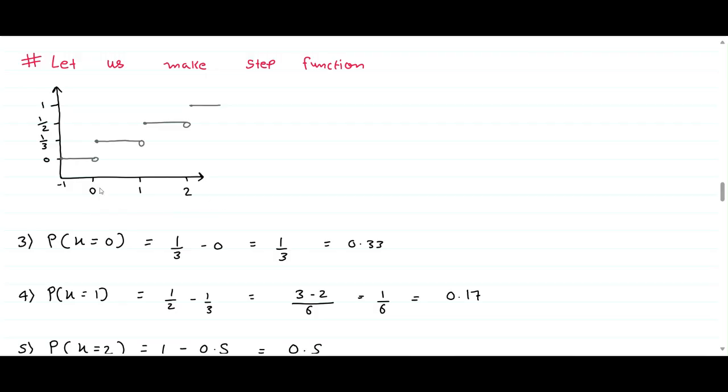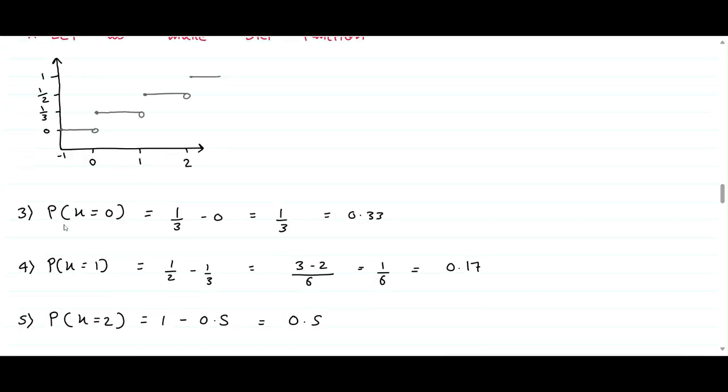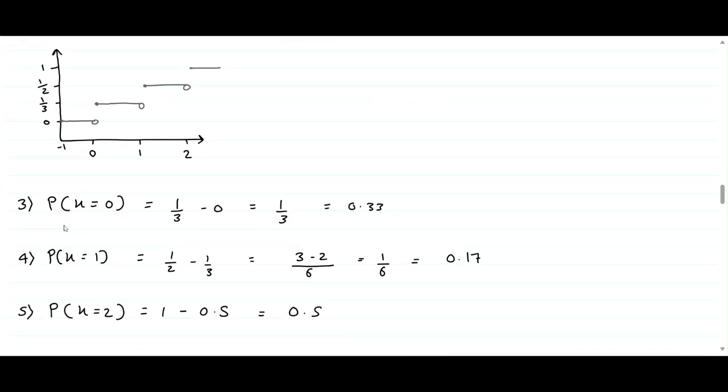Now in question number 3, we need to find the probability at x equal to 0. We know that to find the probability of a particular value from the range of a discrete random variable using its step function, we have to find the difference, or the length of its jump. So the probability of x equal to 0 is going to be 1 by 3 minus 0, which is basically 1 by 3, which is 0.33. Hence the answer of question number 3 is 0.33.